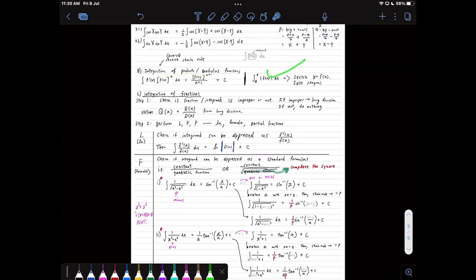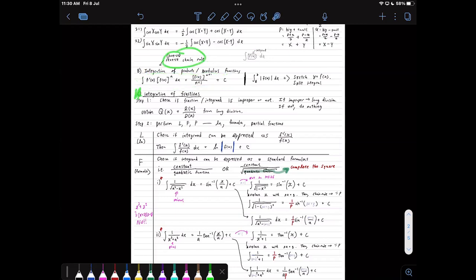For modulus, you must draw a picture, and then you split at the pointy ends, or where it actually cuts the x-axis. Then integration of a product will be this one, inverse chain rule. Maybe I wrote it down over here already.